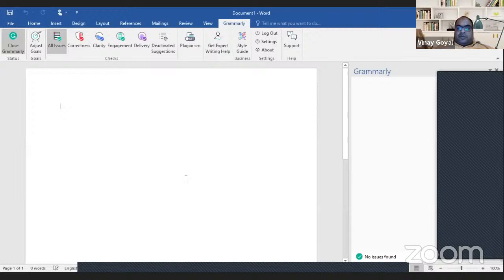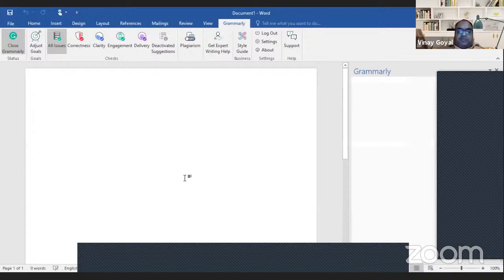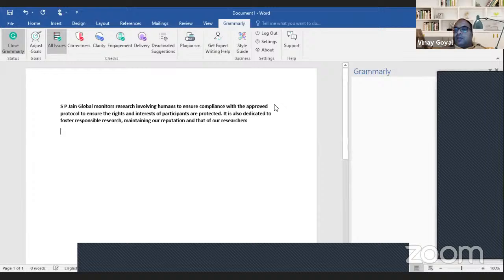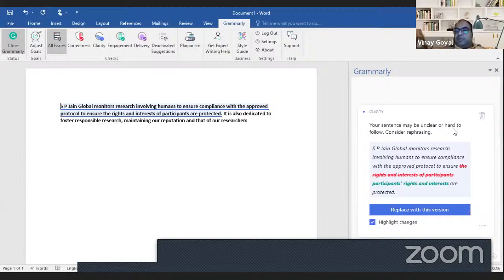So I'm copying a sentence from my official document and writing it here. And now you can see Grammarly is saying your sentence may be unclear or hard to follow, consider rephrasing. And then it is giving me a suggestion that I can replace this sentence with this. So now if I replace this, I should see. Now I can replace directly.